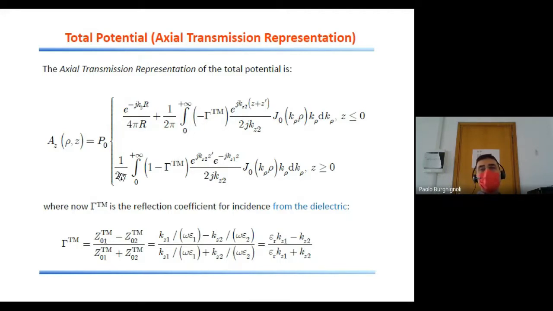In the upper medium, we have only the transmitted wave, which is also represented in terms of an inverse Hankel transform of order 0. And now, in this case, gamma, since it is the reflection coefficient for vertically polarized waves, must be written considering that the incidence now is from the dielectric, so the expression is different with respect to the previous one, since we are switching the two media. So this is the expression that we must now consider for gamma, okay?